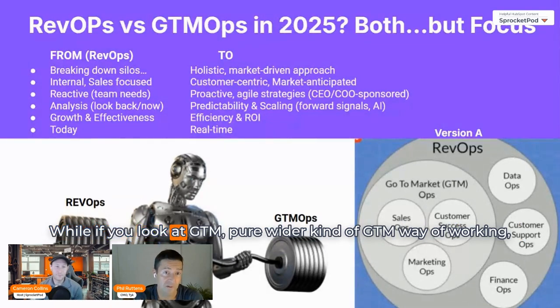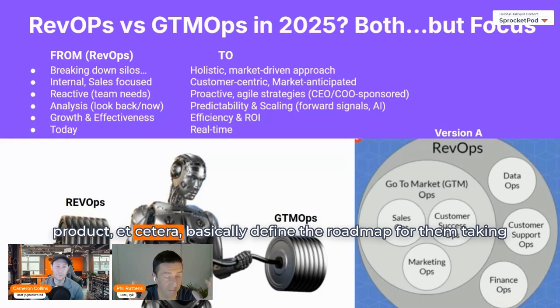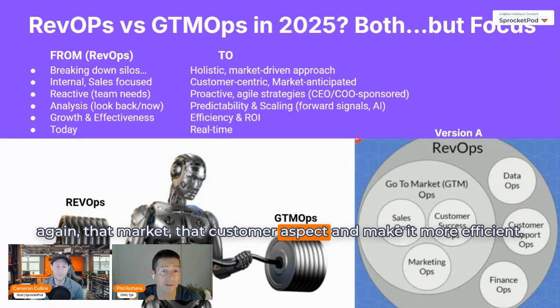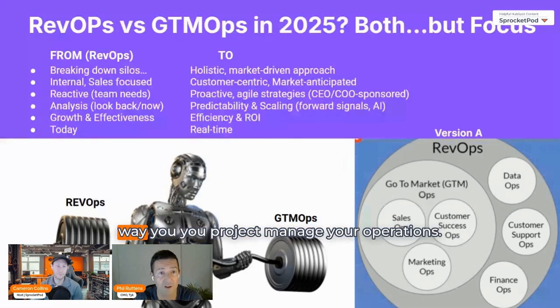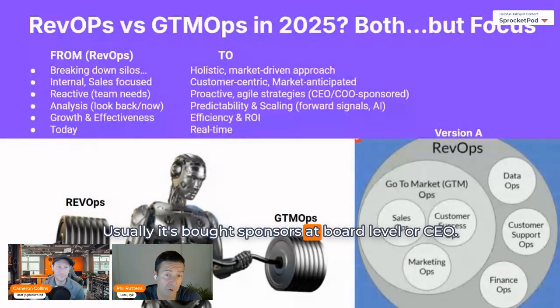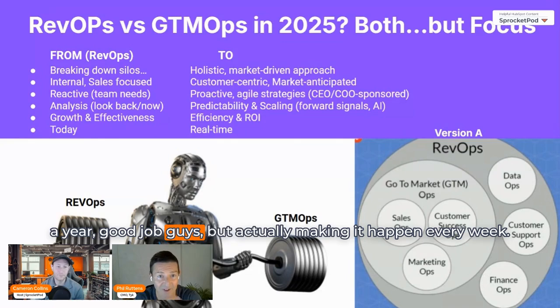While if you look at GTM, a pure, wider kind of GTM way of working, you're looking at how can we be proactive to help commercial, product, etc. basically define the roadmap for them, taking again that market, that customer aspect, and make it very agile, working in sprints, working in whatever way you project manage your operations. Usually it's board sponsored at board level, or CEO, COO is actually proactively sponsoring, not just saying, okay, once a year, good job, guys, but actually making it happen every week.